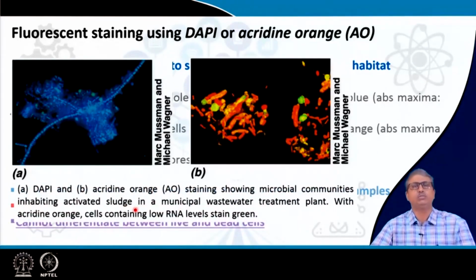For example, these are two very elegant pictures. The picture on the left side, marked as A, is a DAPI stained sample, and on the right, marked as B, is an acridine orange stained sample. These are showing microbial communities inhabiting activated sludge in a municipal wastewater treatment plant. As in activated sludge, we know that there are multiple organisms present, so we can see that different types of cell morphologies can be located.